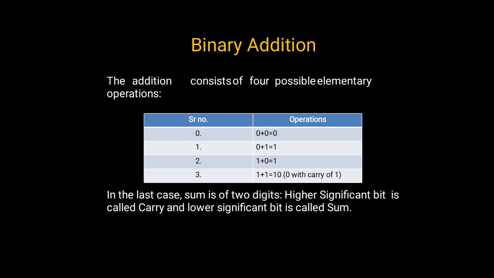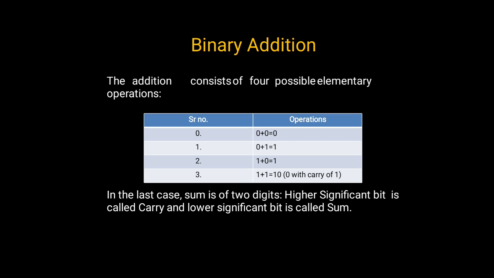Next one, there are some binary addition rules to solve the problems. So let us see some binary rules. First one is the binary addition rules. Addition consists of 4 possible elementary operations: 0 plus 0, 0 plus 1, 1 plus 0 and 1 plus 1. These are the 4 possible elementary operations. So look at the table. 0 plus 0 is 0, 0 plus 1 is 1, 1 plus 0 is 1, and here observe the last case.